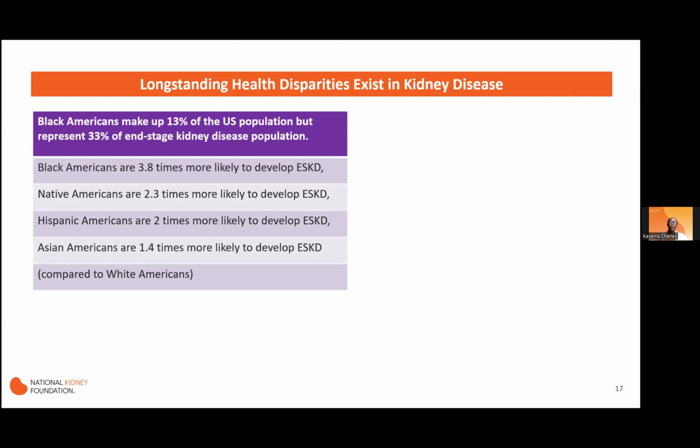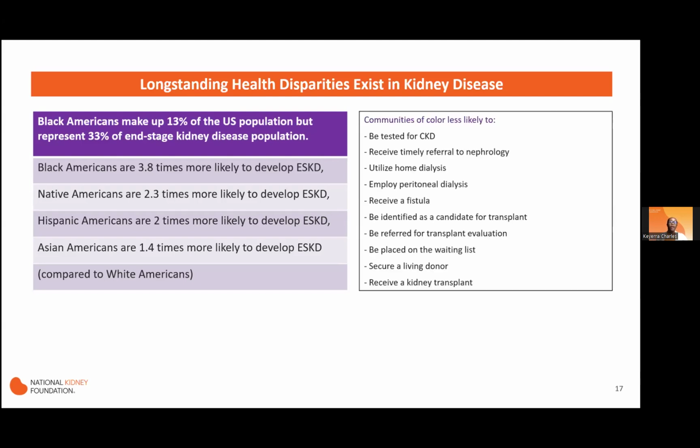And so overall, communities of color, and you can advance to the next slide, yeah, thank you. Overall, communities of color are just less likely to be tested for CKD, receive timely referral to nephrology, utilize home dialysis, employ peritoneal dialysis, receive a fistula, be identified as a candidate for transplant, be referred for transplant evaluation, less likely to be placed on a waiting list or secure a living donor, and less likely to receive a kidney transplant. And although that was a mouthful and a very long list, this is not an extensive list of the challenges that these groups face to receive the quality care they deserve. And you can advance again.